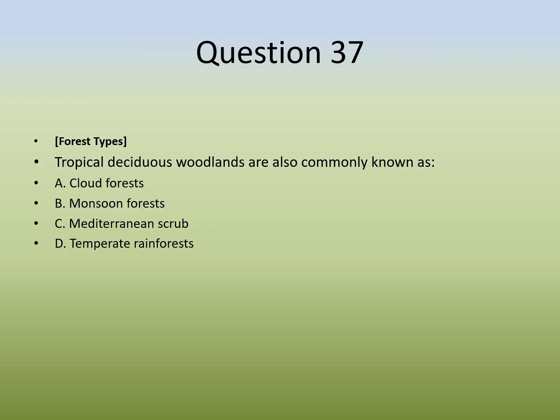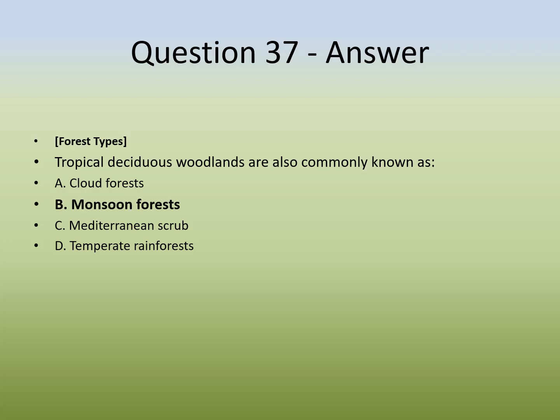Tropical deciduous woodlands are also commonly known as A. Cloud forests, B. Monsoon forests, C. Mediterranean scrub, or D. Temperate rainforests? The answer is B. Monsoon forests.